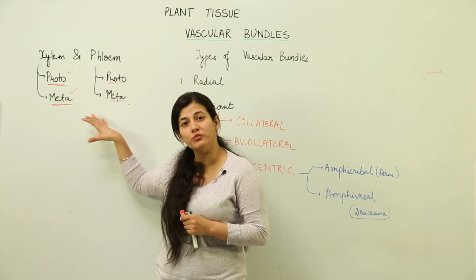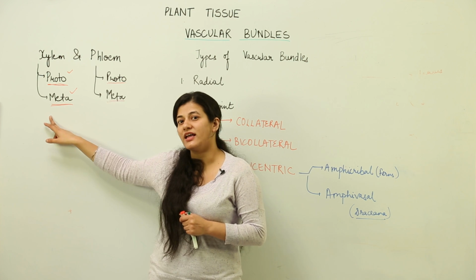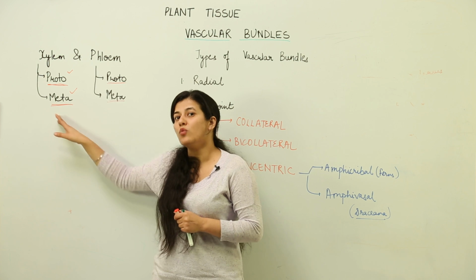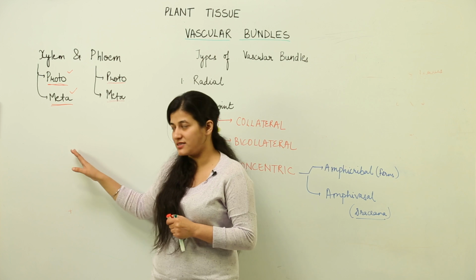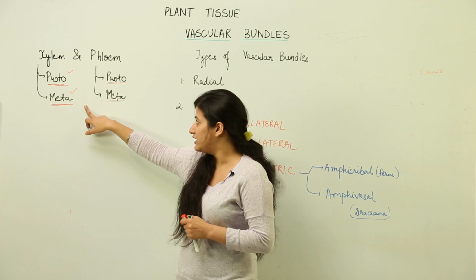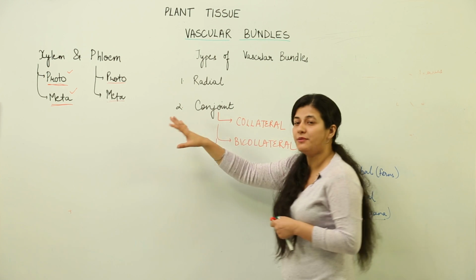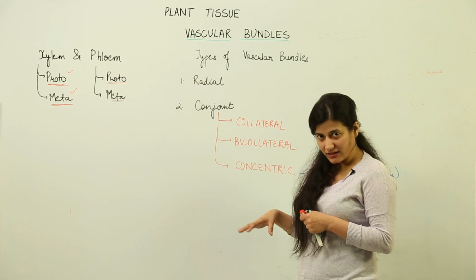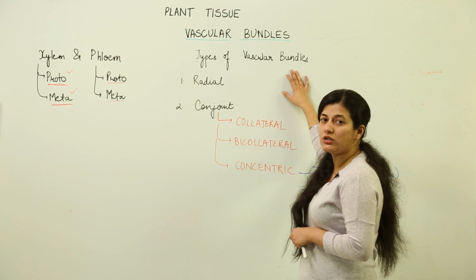So that is why the lumen increases, and in case of metaphloem and in case of metaxylem, the tracheids are replaced more by the vessels which are in contact with the tracheids itself. So that is one clear-cut distinction in the types of xylem and phloem in terms of growth. Now how these xylem and phloem are present inside the plant, that particular thing is covered under vascular bundles.